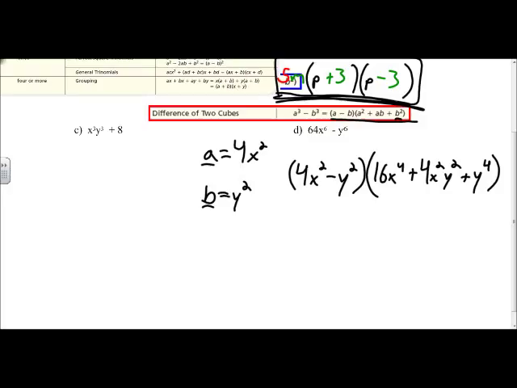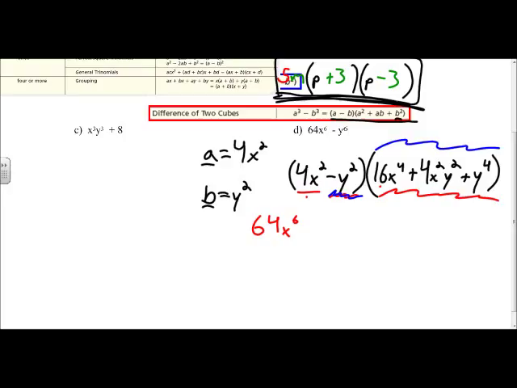So we have to do, like we did before, kind of that double distribution. So we'd have to do 4x squared times all of this as 1, and then we'd have to do the negative y squared times everything as well. So we'll start with the 4x squared times everything. 4x squared times 16x to the 4th. 4 times 16 is going to be 64, and x squared times x to the 4th gives us x to the 6th.